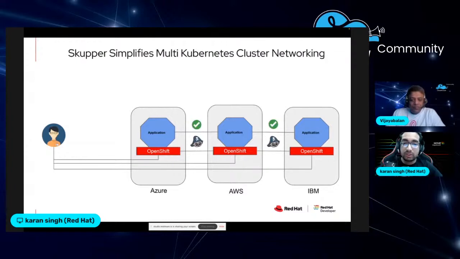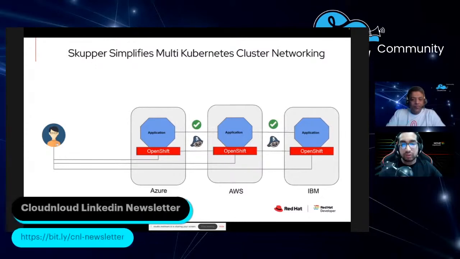Skupper simplifies multi-cloud cluster networking, and it is a great open source solution which helps you enable a virtual application network across your infrastructure. It could be public clouds, private clouds, or your local clusters. Skupper just ties them into a single thread and behaves as if it's a single network across the internet, globally.